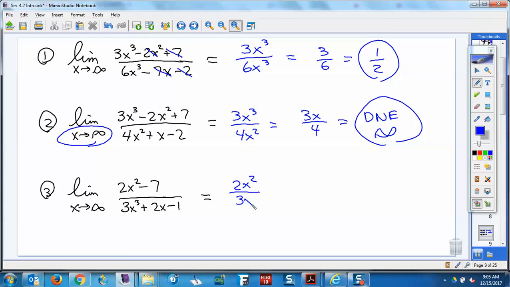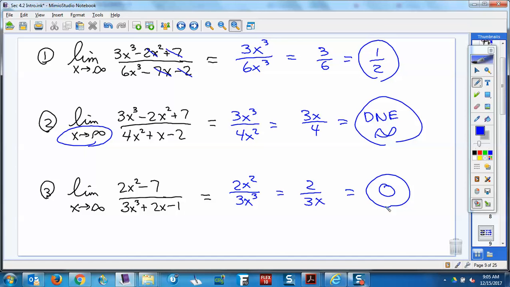And then likewise here, as x goes to infinity, the only thing that really matters is the high powers. So the 2x squared and the 3x cubed, that's going to reduce down to that. So what's going to happen to that as x gets really, really big? Bottom gets really, really big. What happens to the fraction?